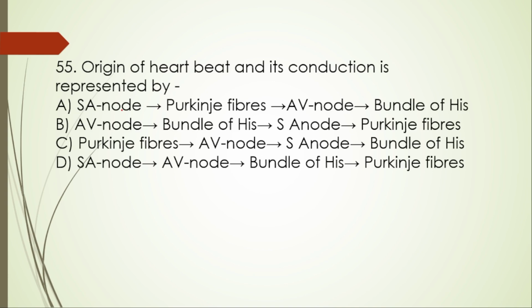55. Origin of heartbeat and its conduction is represented by A. SA node, Purkinje fibers, AV node and bundle of His, B. AV node, bundle of His, SA node, Purkinje fibers, C. Purkinje fibers, AV node, SA node and then bundle of His, and D. SA node, AV node, bundle of His and Purkinje fibers. So here the right order will be SA node, AV node, bundle of His and then Purkinje fibers.